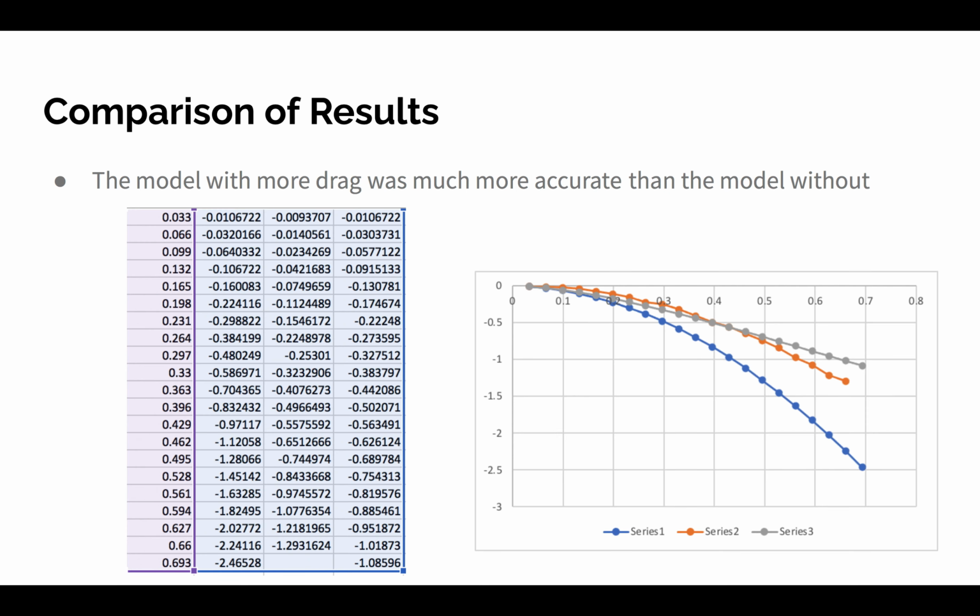For the comparison of the results, the model with drag was much more accurate to the tracker video than the model without. As you can see in this chart to the left, the first column in purple is the time, and then the second column is the computational model without drag force. The third column is the actual tracker video, and the fourth column is the computational model with drag force. As shown by the graph right here, in gray is the computational model with drag force, and in orange is the tracker video. So they are much closer to one another than the blue line, which is the model that has no drag force.